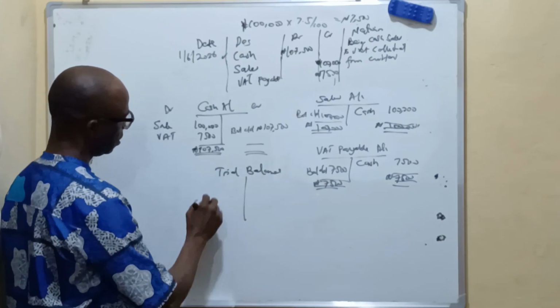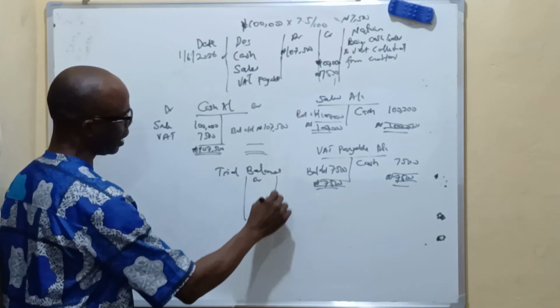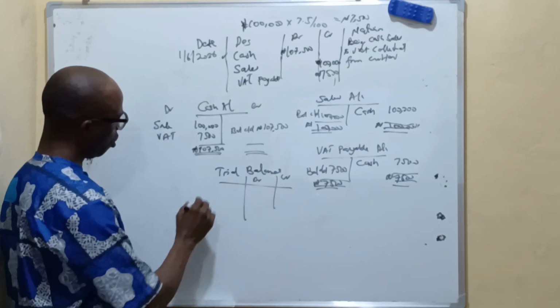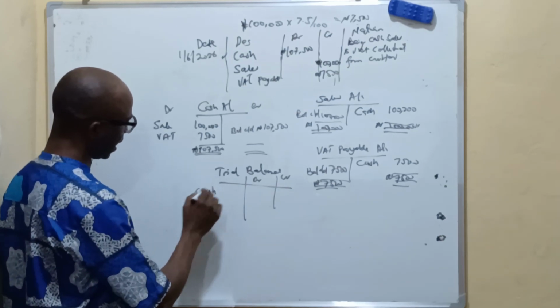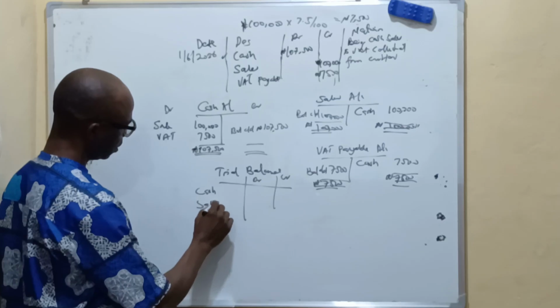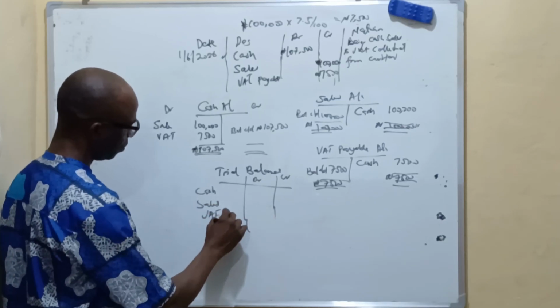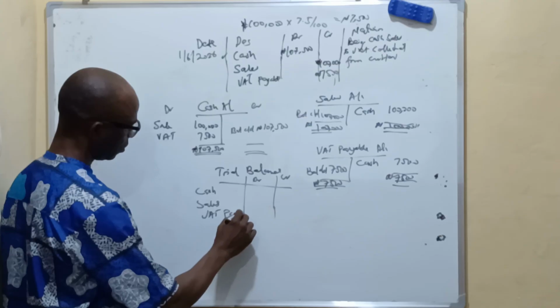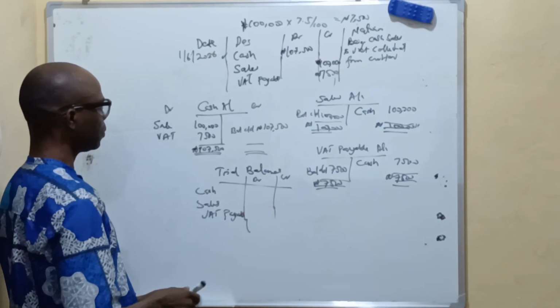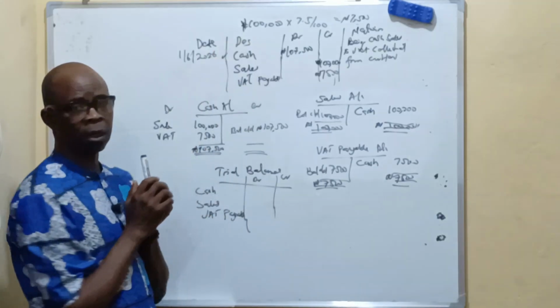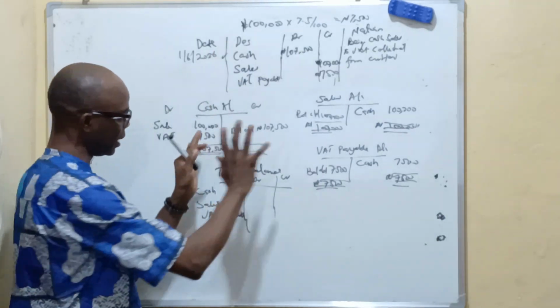You have the debit column and credit column. Now you add cash, because these are the 3 accounts. You add sales, you add VAT payable. Beautiful. Now we are done with the journal. The way you need to go now is the ledger.